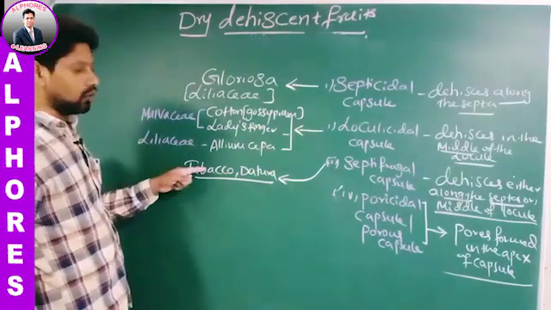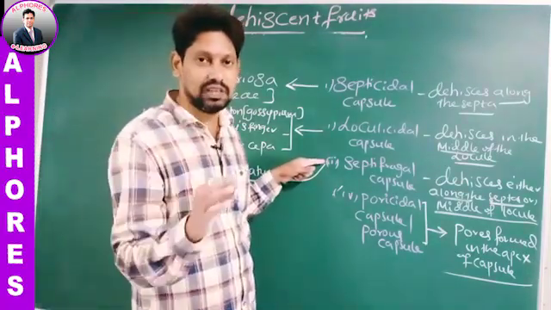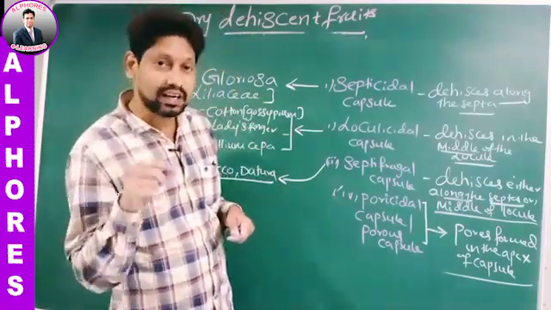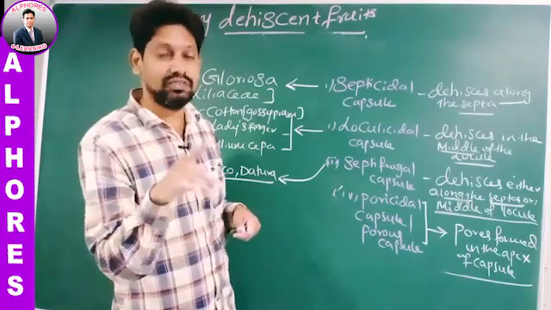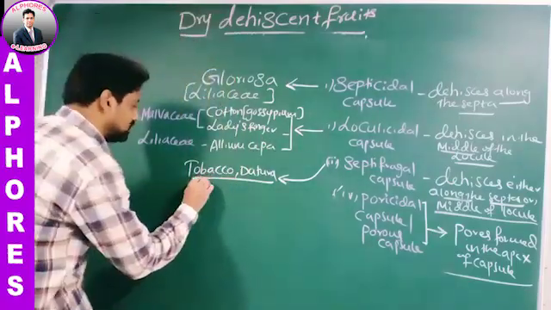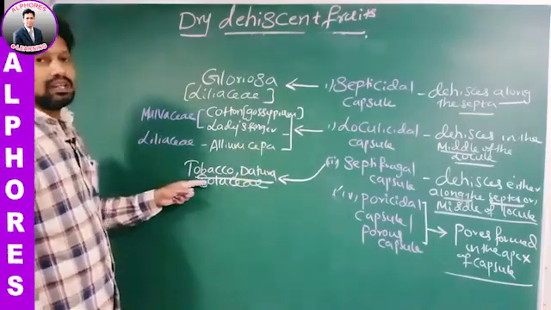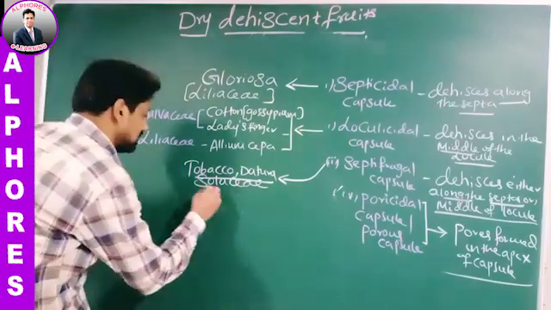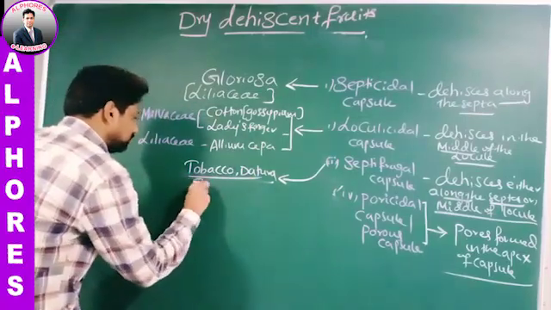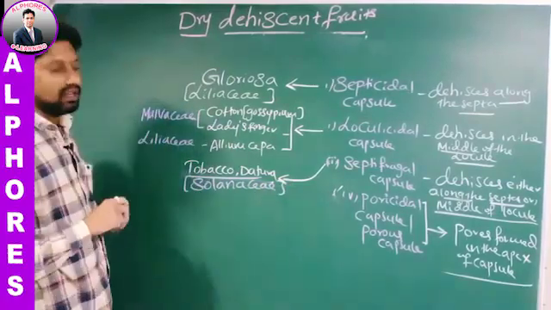Sir, in case of tobacco and datura, septifragal capsule is present. Even after dehiscence of the capsule, seeds remain on the central axis. Even after dehiscence of the capsule, there is fruit. Sir, this tobacco and datura, they come under which family, sir? They come under Solanaceae family, right? Now go for the last one.